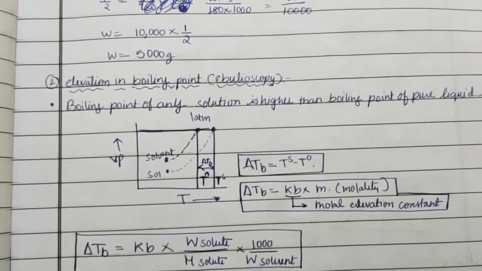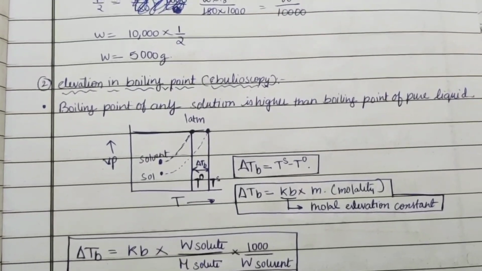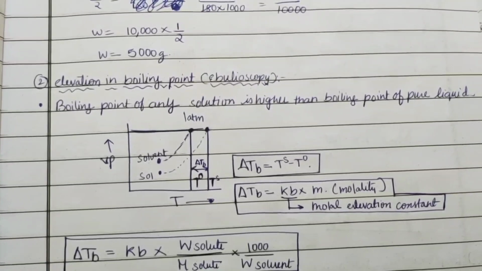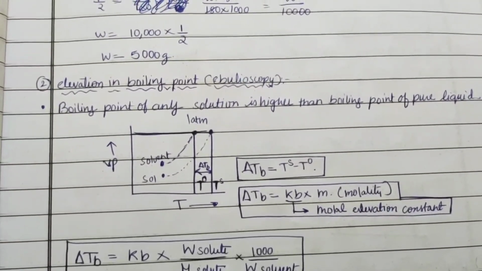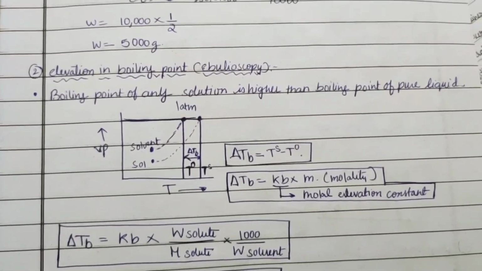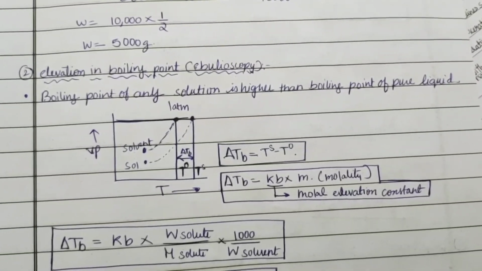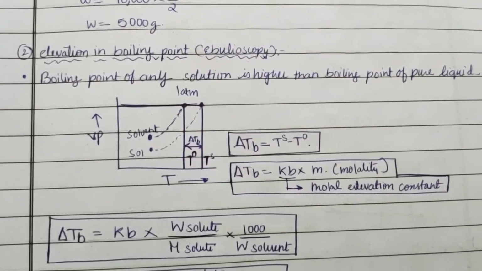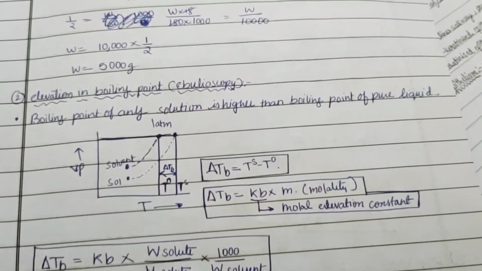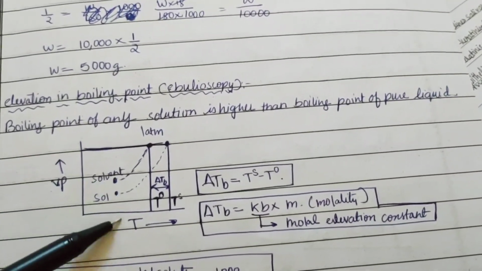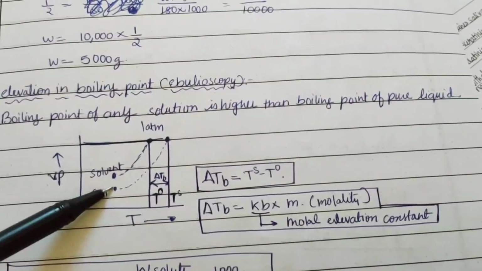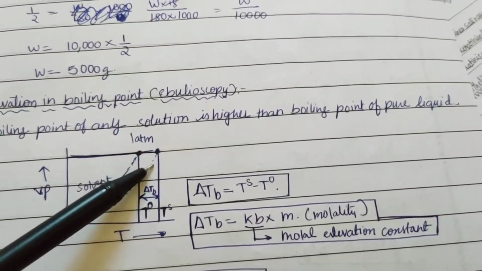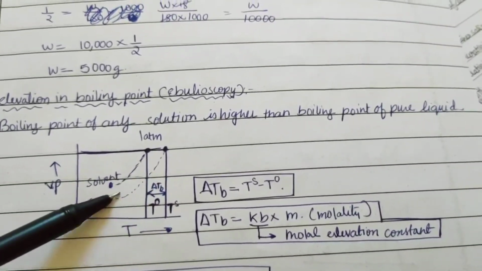Now let us discuss the second colligative property, that is elevation in boiling point, also known as ebullioscopy. The boiling point of any solution is higher than the boiling point of the pure liquid. Here you can see the graph. Here is the solvent and here is the solution. Here the boiling point of solution is greater than the boiling point of the solvent.